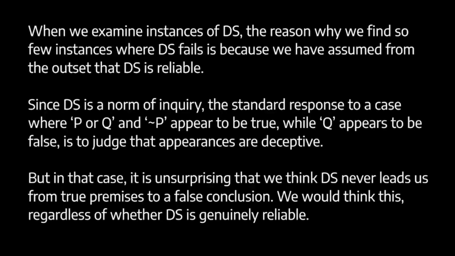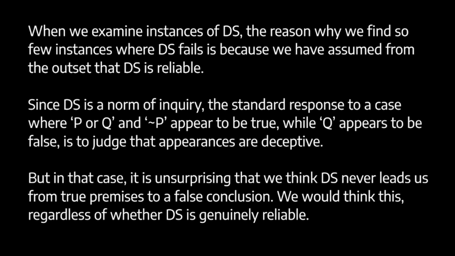So what that means is that when we perform the sort of head count of disjunctive syllogism arguments, the reason why we find so few cases of failure, perhaps no cases at all, might just be because we've assumed from the outset that disjunctive syllogism is reliable. Of course it will appear that disjunctive syllogism never fails if, in response to a case where the premises are apparently true and the conclusion is apparently false, our inclination is to adjust our beliefs about the premises or about the conclusion. But that inclination just expresses our assumption of the reliability of disjunctive syllogism, which is what we need to establish.